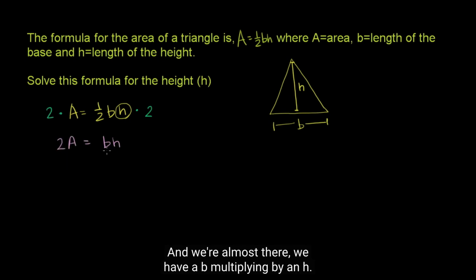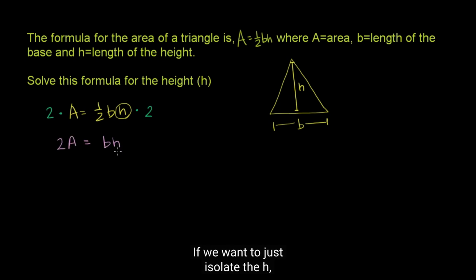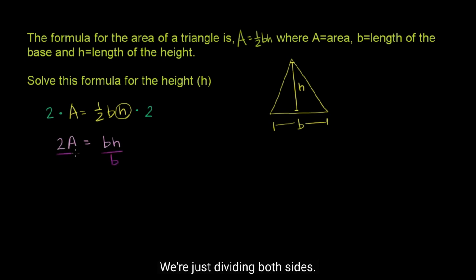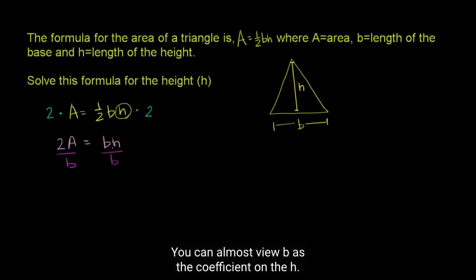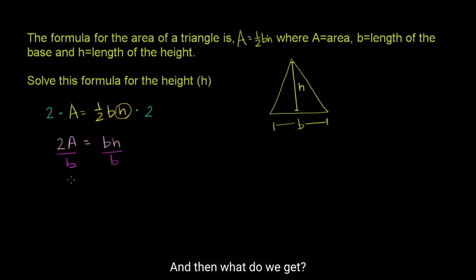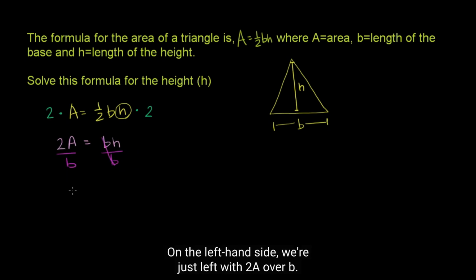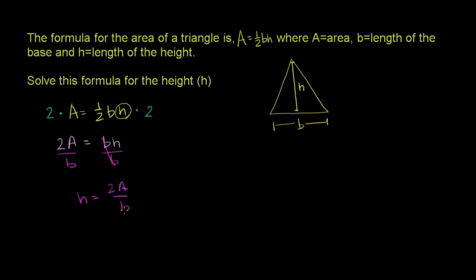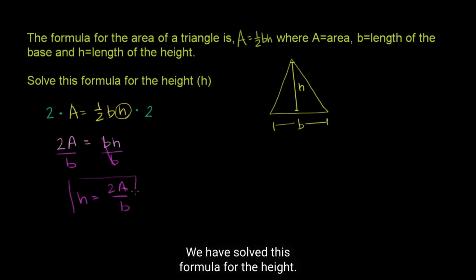And we're almost there. We have a b multiplying by an h. If we want to just isolate the h, we could divide both sides of this equation by b. You can almost view b as the coefficient on the h. We're just dividing both sides by b. And then what do we get? Well, on the right-hand side, the b's cancel out. And on the left-hand side, we're just left with 2A over b. So we get h, and I'm just swapping the sides here, h is equal to 2A over b. And we're done. We have solved this formula for the height.